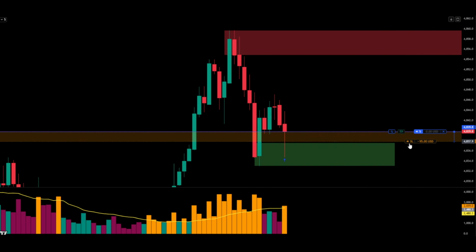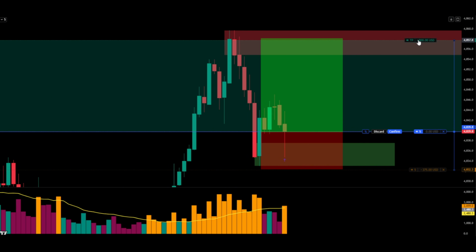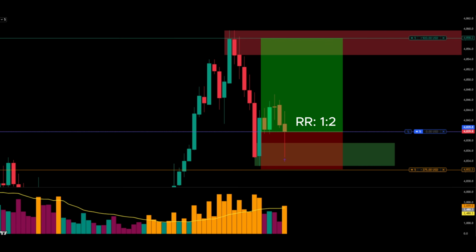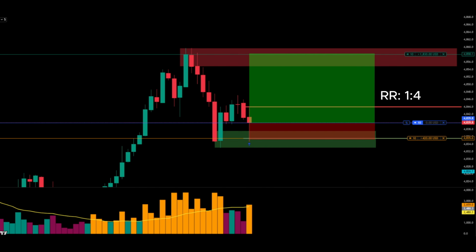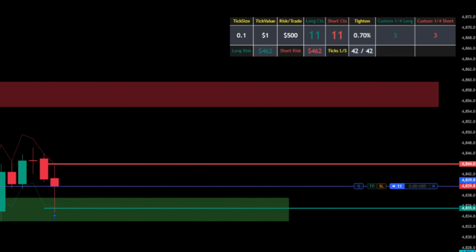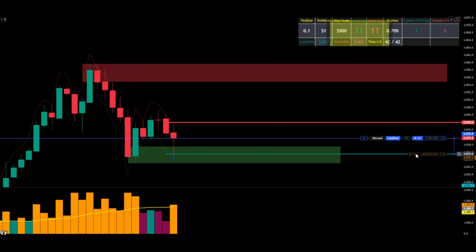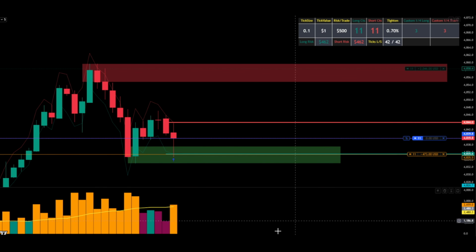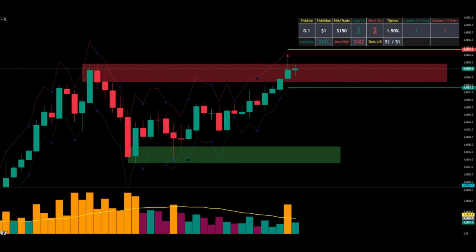Most traders place their stops on the other side of the zone, and that does work, but it usually means a bigger stop, which lowers your risk to reward. I prefer running a tighter stop to keep my risk to reward higher. That's where this tool comes in. It shows you exactly where to place your stop and how many contracts to use based on the dollar amount you want to risk per trade. You can also adjust how tight or wide you want your stop in the settings.